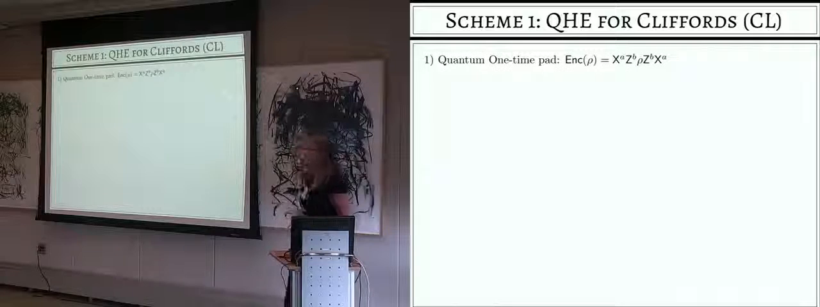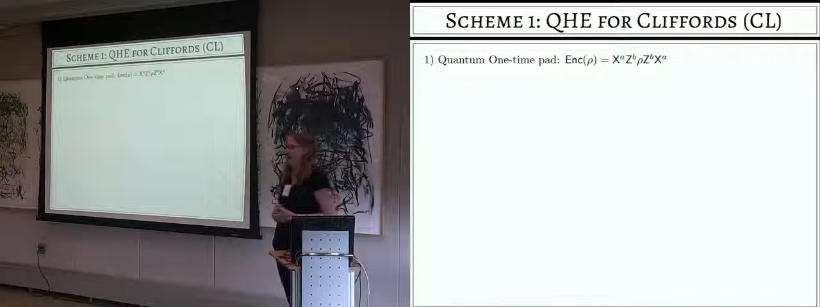So the first ingredient that we're going to use is the quantum one-time pad. The quantum one-time pad takes some random bits. If rho is a single qubit state, we would just take random bits A and B and apply this random Pauli. And if rho is an n-qubit state, we could think of A and B as being n-bit strings, and then X to the A should be like X to the A1 tensor X to the A2, etc. So the quantum one-time pad is essentially just encrypting by applying a random Pauli.